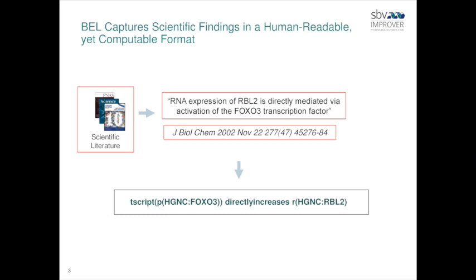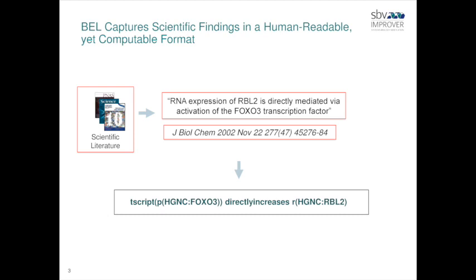Okay, so one general feature of the BEL language is that it essentially enables you to capture scientific findings in a human-readable but also computable format. And so here's a general overview of how statements are constructed. So first, you start with the scientific literature of interest. So these can be papers that you acquire from PubMed. And within these studies, you can find specific statements that link the biological activities of different proteins together. So in this one example, it would be the RNA expression of RBL2 is directly mediated by the activation of the FOXO3 transcription factor. And then here underneath, we see the original citation of what journal it was published in.